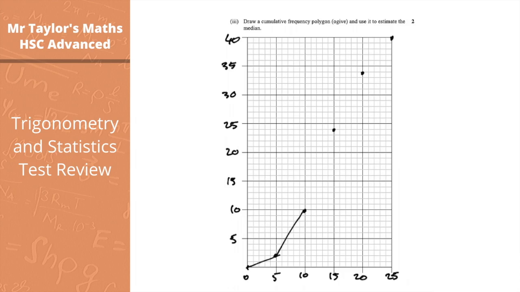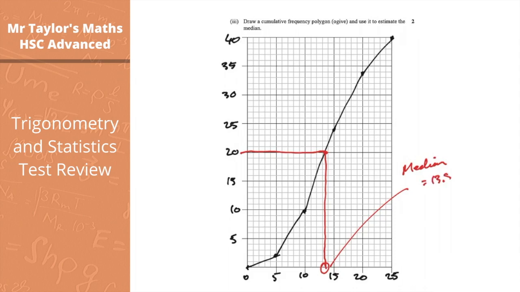I'm just trying my best here, but you guys will make sure you've got a ruler. There's my cumulative frequency graph. And if I want to estimate the mean, well, that is at 20. Half of 40 is 20. Go to here, go down, estimate what that value is, which I think is about 13.5. So anywhere around there would be a decent estimate.